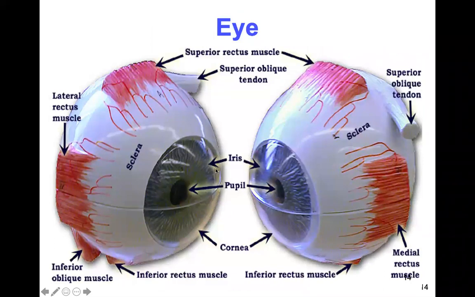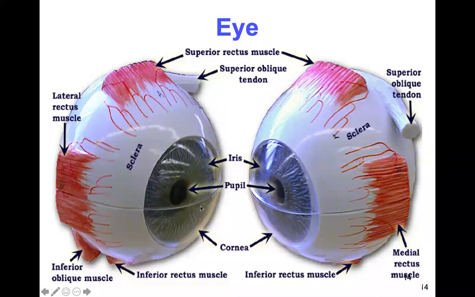So when we look at the eye, the colored portion is the iris. The dark circle, that's the pupil. That's what can constrict or dilate, depending on light. When light shines in, your pupil constricts. In the dark, for better vision, your pupil opens up and dilates.